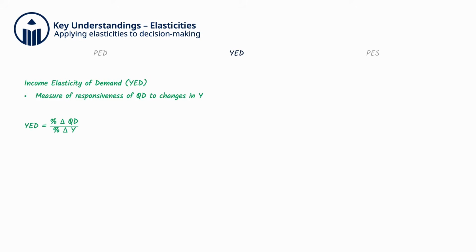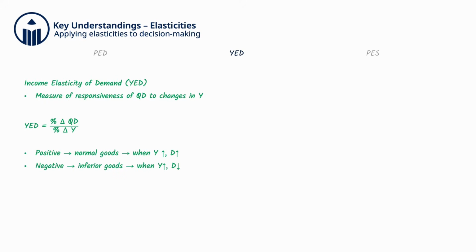Income elasticity of demand, YED, is a measure of the responsiveness of quantity demanded, QD, to changes in income, Y. The formula for calculating it is percentage change in QD divided by percentage change in Y. YED is positive for normal goods because income and demand move in the same direction. When income increases, demand also increases, and vice versa.